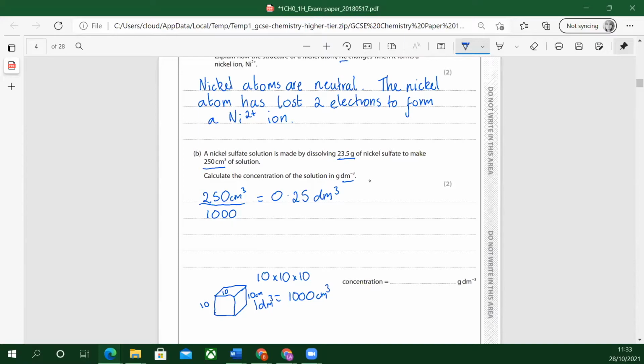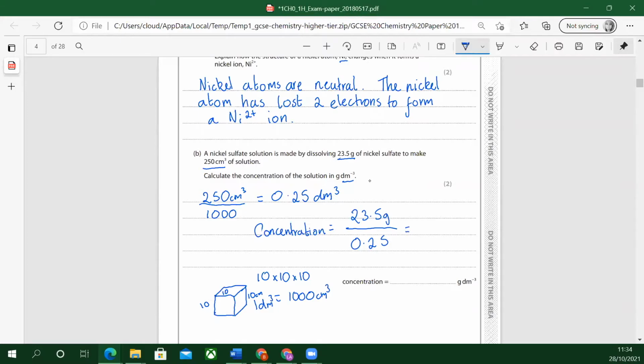Okay, then we've converted that. Nice and easy next step. Just look at the units again. Grams per dm cubed. So let's think about concentration. Concentration is how much of something, in grams, is dissolved in a volume. We've already got our grams, 25.5 grams, divided by our volume, which we've already converted, 0.25. So we've got 23.5 divided by 0.25.